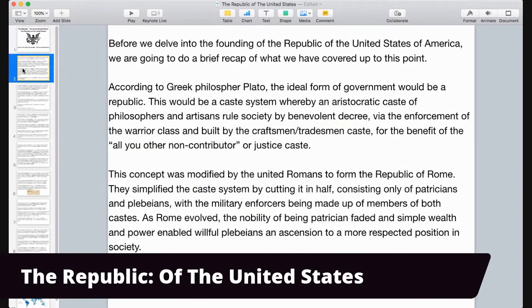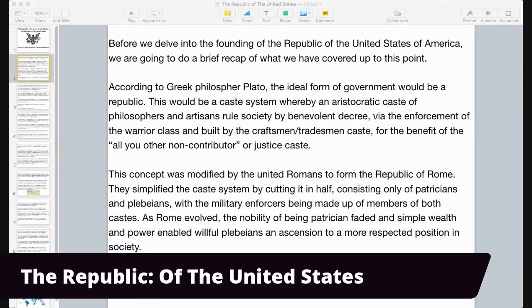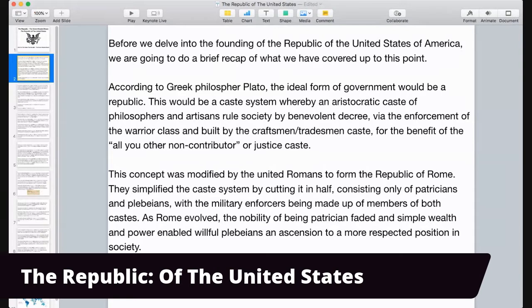Before we delve into the founding of the Republic of the United States of America, we are going to do a brief recap of what we have covered up to this point. According to Greek philosopher Plato, the ideal form of government would be a republic. This would be a caste system whereby an aristocratic caste of philosophers and artisans rule society by benevolent decree via the enforcement of the warrior class and built by the craftsman-tradesman caste for the benefit of all you other non-contributor or justice caste. This concept was modified by the United Romans to form the Republic of Rome.